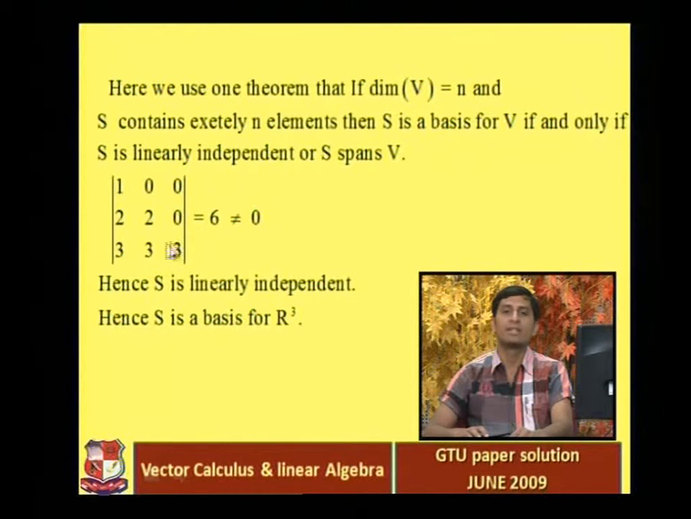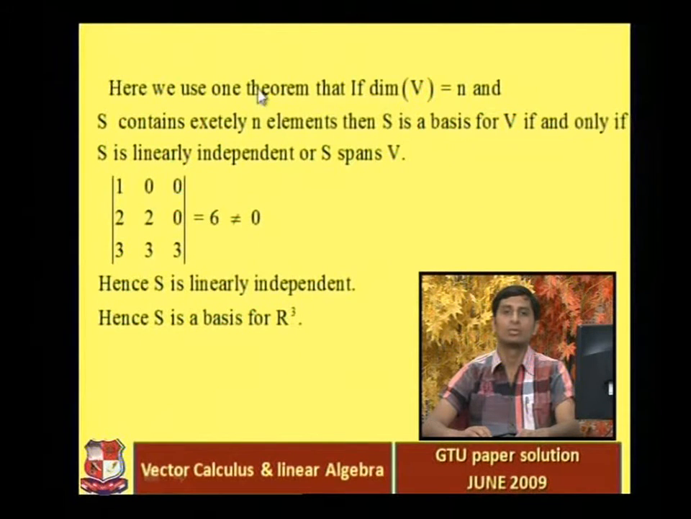So that's why we use the determinant of these three vectors (1, 0, 0), (2, 2, 0) and (3, 3, 3). You can easily see that the determinant of these three vectors is equal to 6, which is not equal to 0. So hence S is linearly independent. If suppose the value of this determinant were equal to 0, then we could say that the given three vectors are not linearly independent, they are linearly dependent, right? But here the determinant is non-zero, so that's why it's linearly independent, and hence we can write that S is a basis for R3.